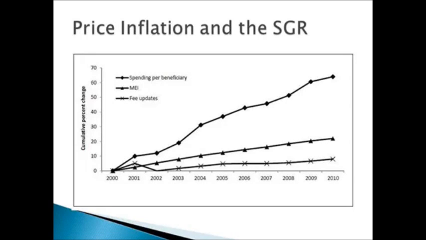Yet, the sustainable growth rate addresses only price, which perversely creates incentives to expand volume, which then trigger additional SGR-mandated cuts, and then pressures physicians to further expand volume. Quality was not at all part of this incentive system, and it was growing out of control.